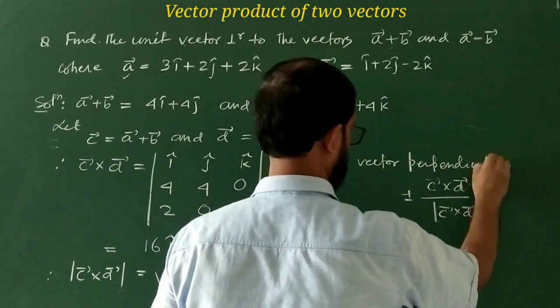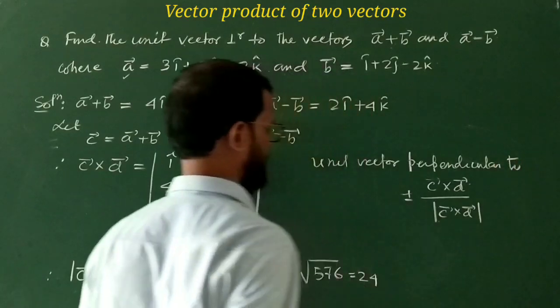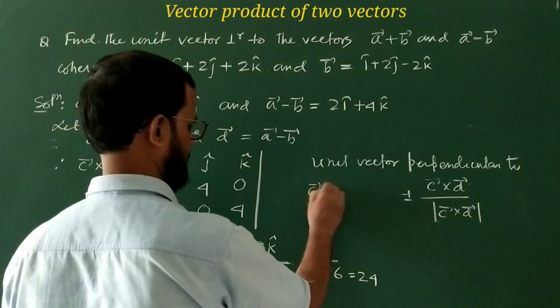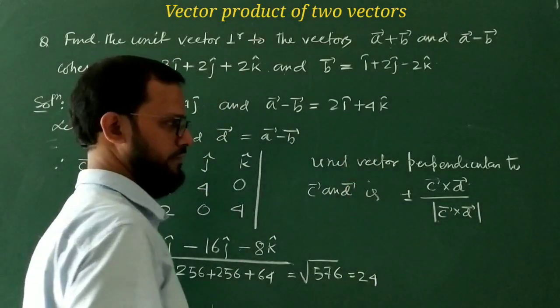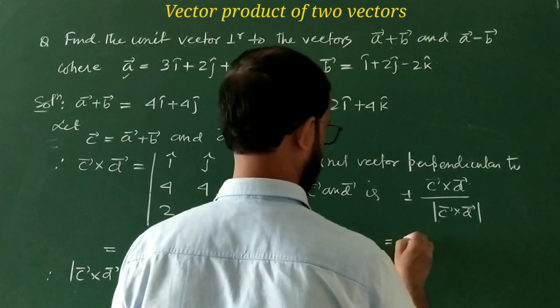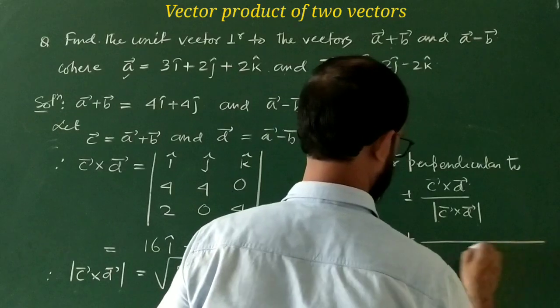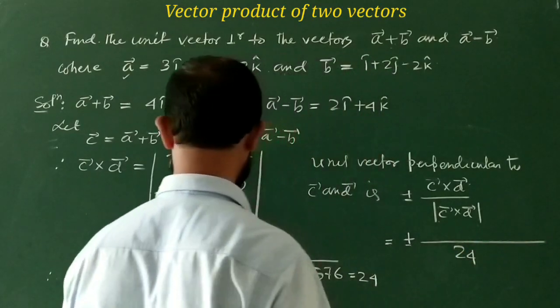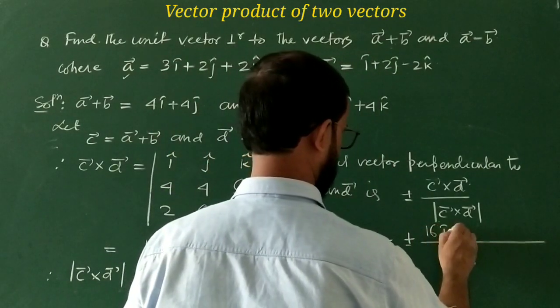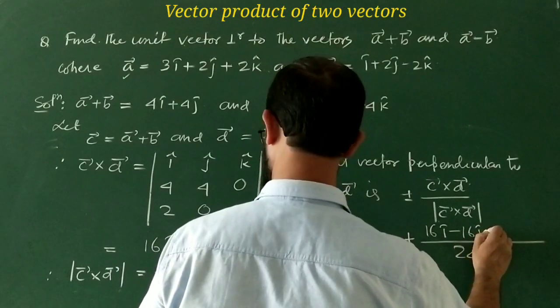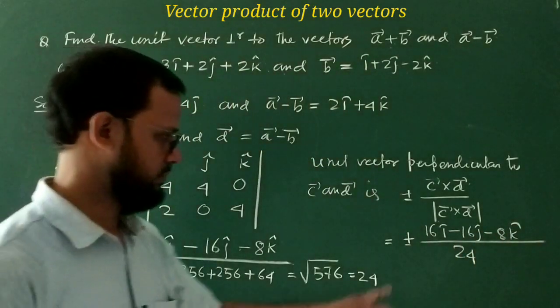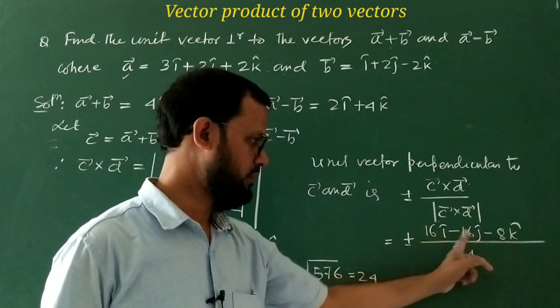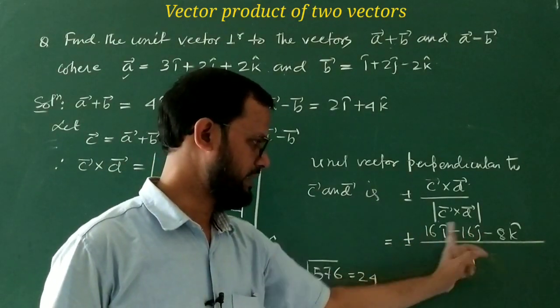Therefore you can write the unit vector perpendicular to the C vector and the D vector is this, which can be plus or minus. The magnitude is 24, and C cross D is 16 i cap minus 16 j cap minus 8 k cap. Finally you take a common factor, 4 common or 8 common.